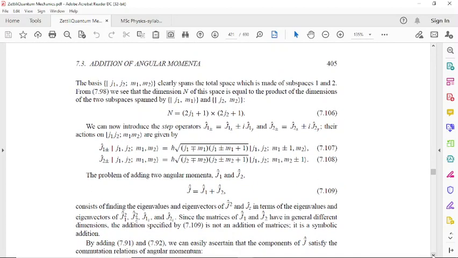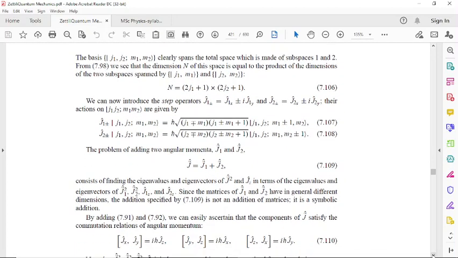Now we can introduce the ladder operators or step operators. J1± equals J1x ± iJ1y, and J2± equals J2x ± iJ2y. And when they operate on the joint eigenstate vector |J1, J2, M1, M2>, what will be the eigenvalues?